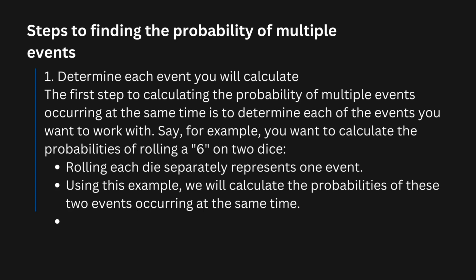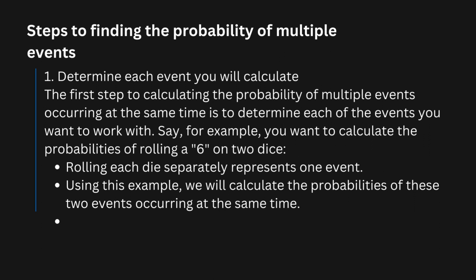Now we will be talking about steps to finding the probability of multiple events. First, determine each event you will calculate. The first step to calculating the probability of multiple events occurring at the same time is to determine each of the events you want to work with.